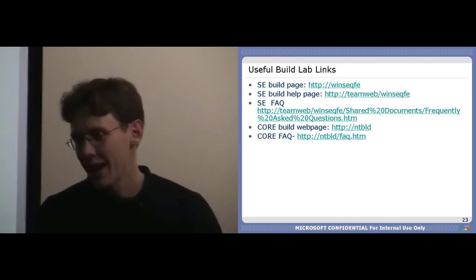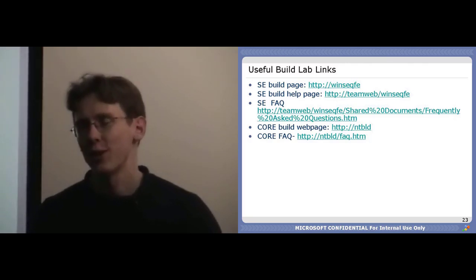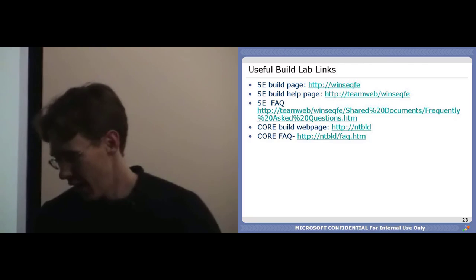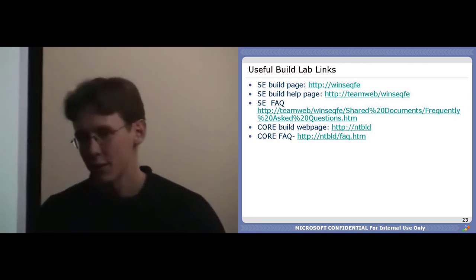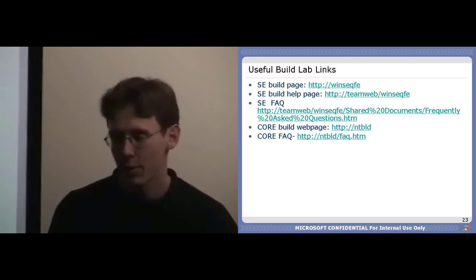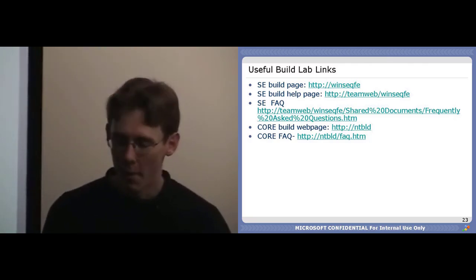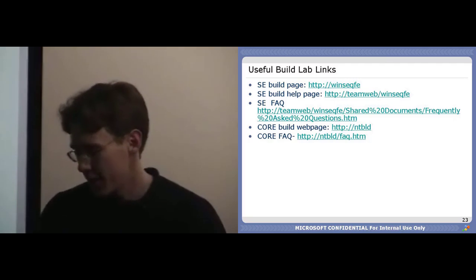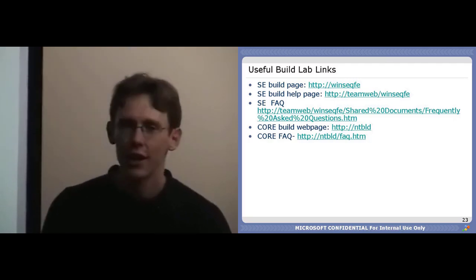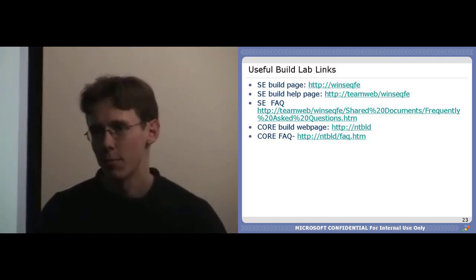Well, the question was, we have 2 branches for XP. We have XPSP, which is the Springboard branch, and we have XPSP2, which we're building QFEs out of. Which one of those branches will be the final branch, and what will happen after SP2 RTMs? What will be the one moving forward?